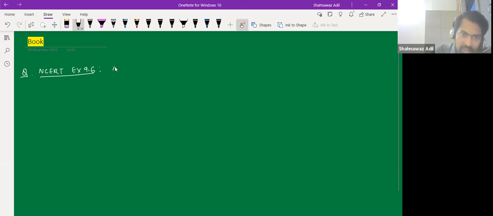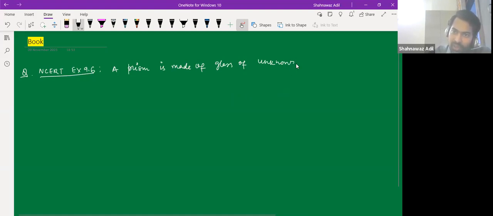So it tells that a prism is made of glass of unknown refractive index. That is a prism. Which means that we have to find this unknown refractive index, right? Of unknown refractive index.